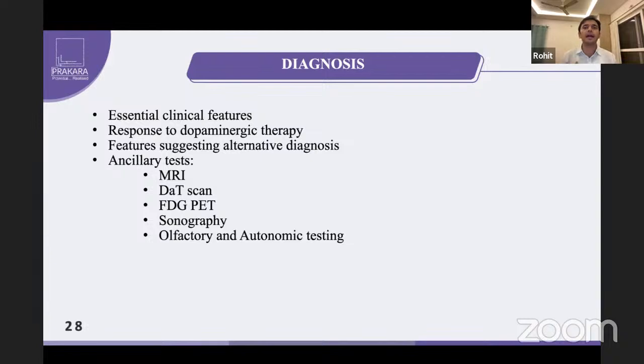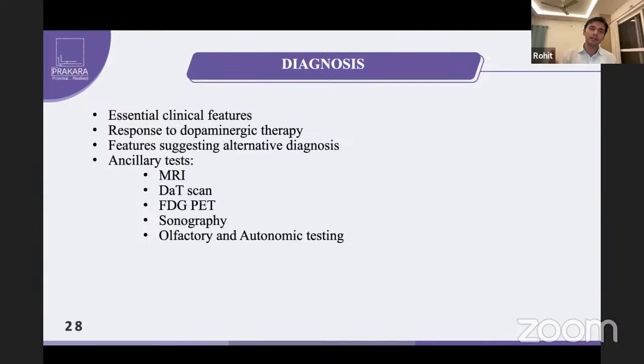There are certain things that can add to the diagnostic certainty of Parkinson disease, which is response to dopaminergic therapy. If you suspect Parkinson disease in a patient and then you give them dopaminergic drugs and the patient improves rapidly, that's a very strong indicator that your diagnosis is correct and the patient has Parkinson disease. And there should not be any other clinical features which suggest some other diagnosis. That means we need to rule out all other possible conditions which mimic Parkinson disease.